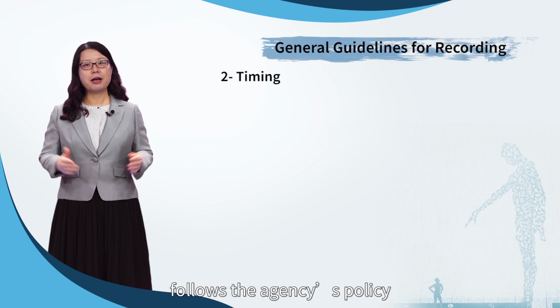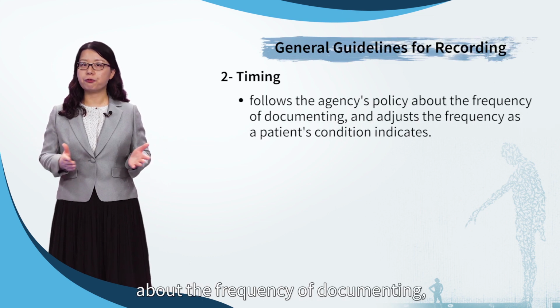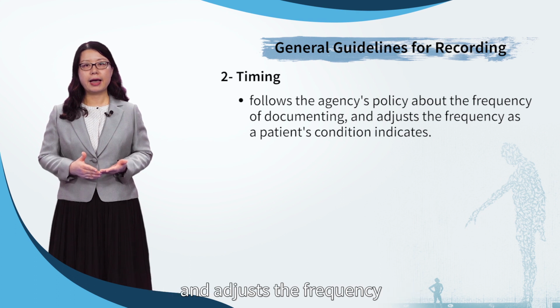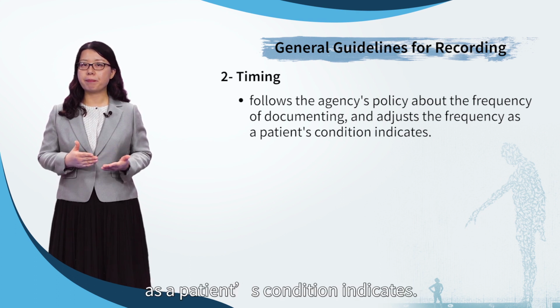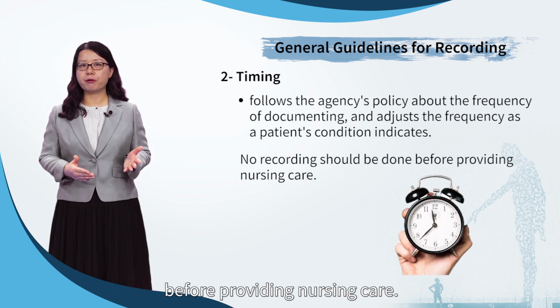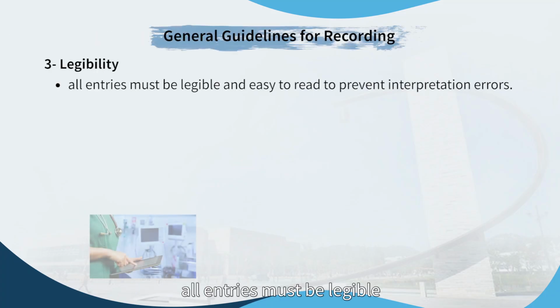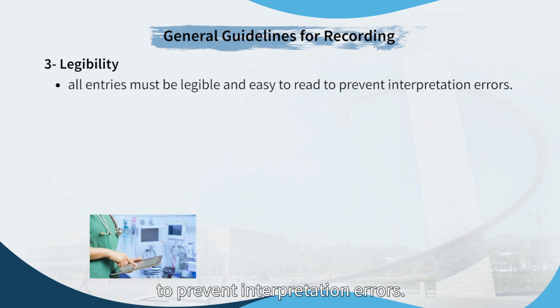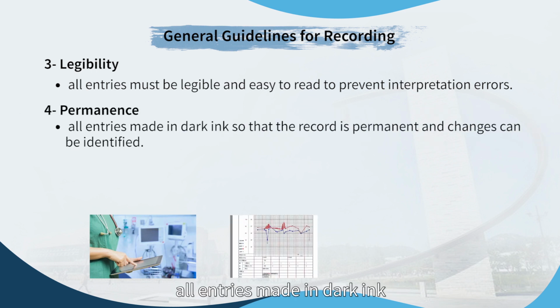Second, timing. Follow the agency's policy about the frequency of documentation and adjust the frequency as a patient's condition indicates. No recording should be done before providing nursing care. Third, legibility. All entries must be legible and easy to read to prevent interpretation errors. Fourth, permanence. All entries are made in dark ink so that the record is permanent and changes can be identified.